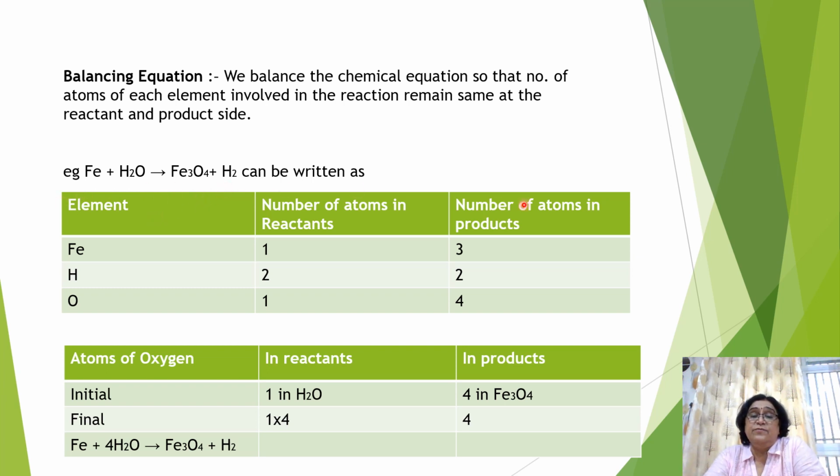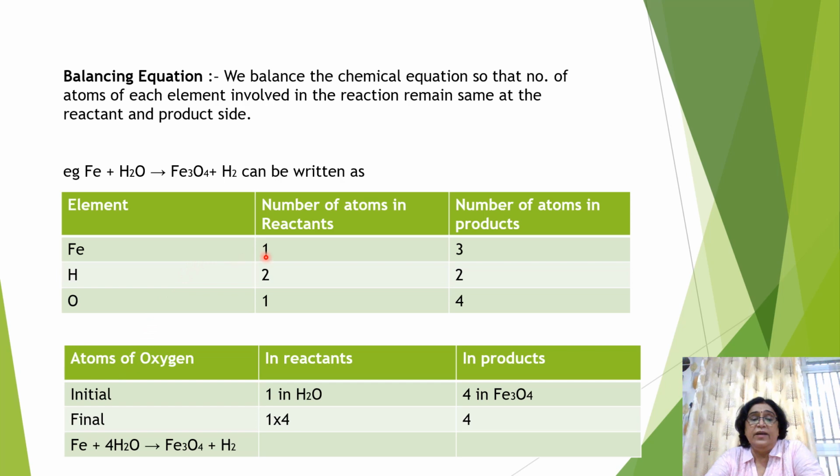So for that, first we will make a table in which we will list the elements. We will write the number of atoms on the reactant side, the number of atoms on the product side, check how many they are, and then we'll balance each atom one by one. Iron is 1 in the reactant, in the product side it is 3. Hydrogen is 2 on the reactant side, product side it is 2. Oxygen is 1 on the reactant side and 4 on the product side. Okay. Now let's start balancing one by one.